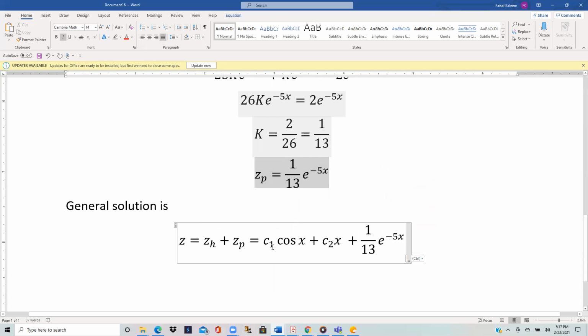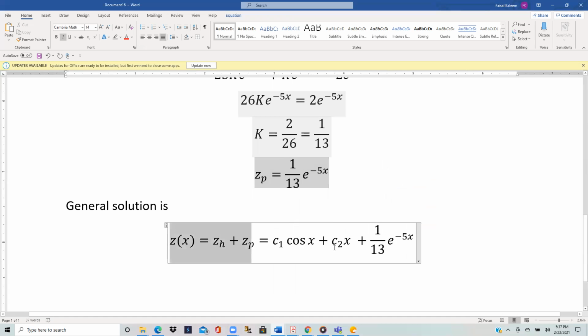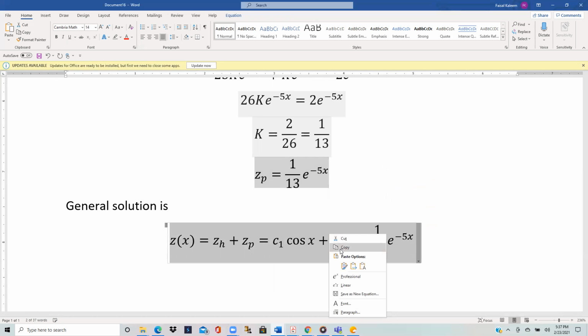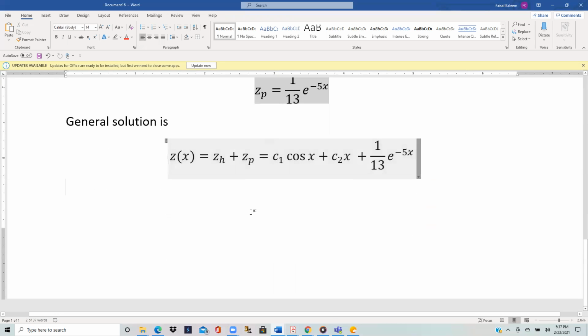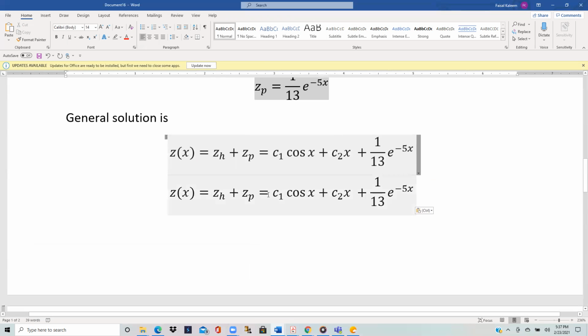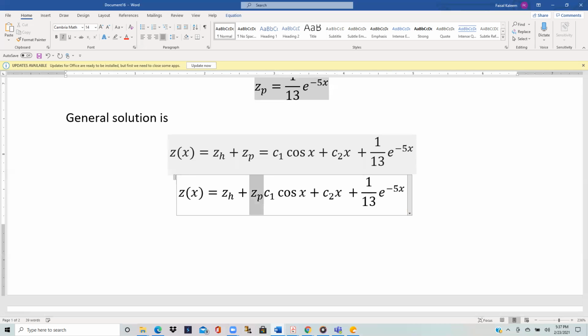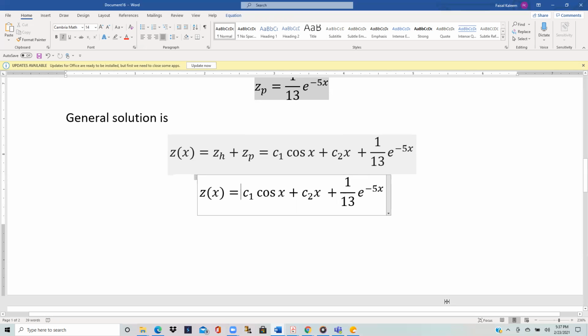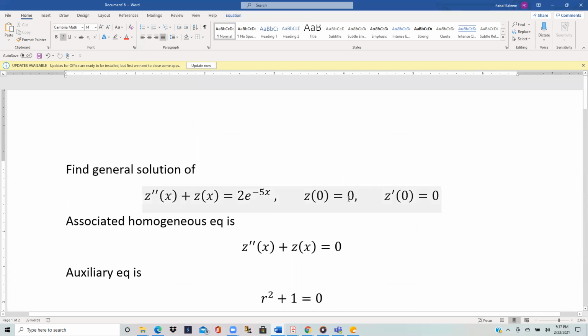So this is Z of x. We can just write this without writing the intermediate step. Z of x is this. Now the first condition is Z of 0 is equal to 0.